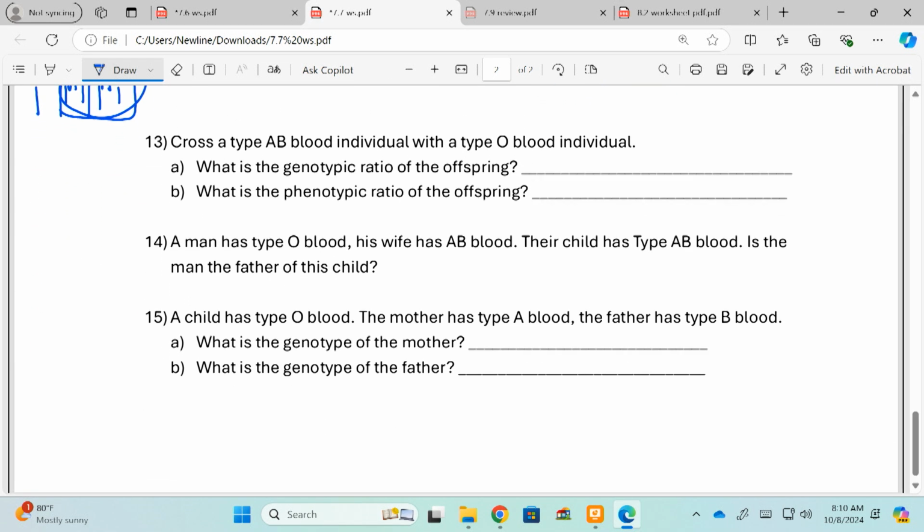All right, so 13 says cross a type AB blood individual with a type O blood individual. So if you're type AB blood, you're like this. If you're type O blood, you're like this. And then we just complete the cross.